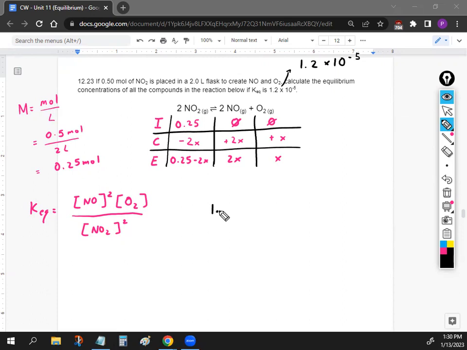So for the equilibrium constant, it's gonna be 1.2 times 10 to the negative 5 equals, now on the top, we gotta do 2x squared times x. Okay. We gotta divide that by 0.25 minus 2x, squared. All right, now, if we take a look at this.